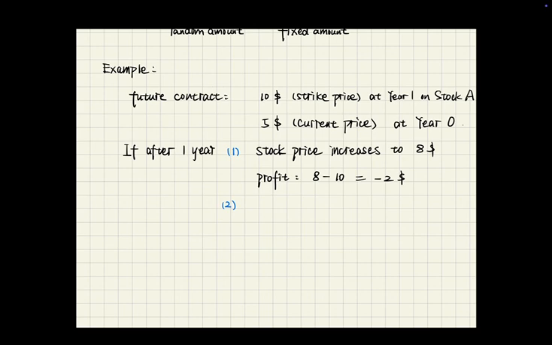And in the second case, let's say the stock price increases a little bit more, to $12. You still have the obligation to buy at $10, but in this case your profit will be $12 minus $10, and that equals $2. So in this case, you actually make $2.